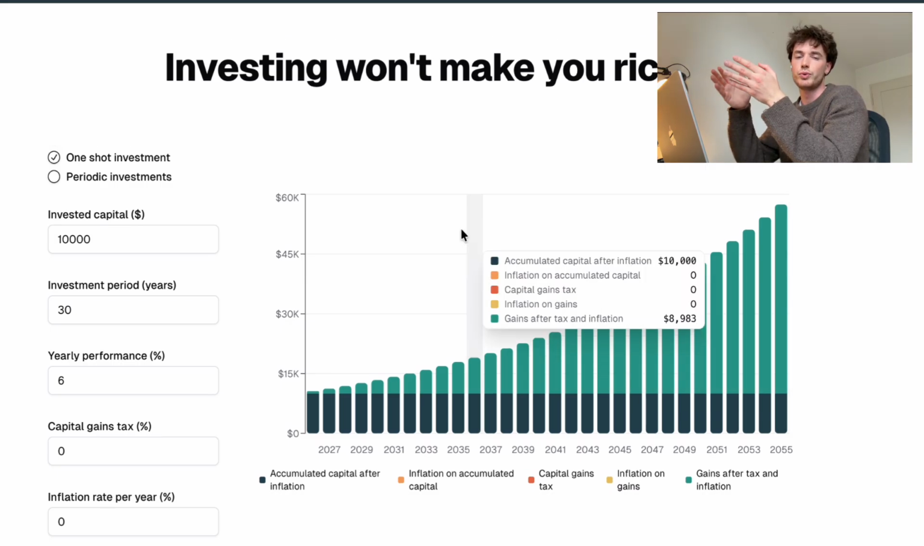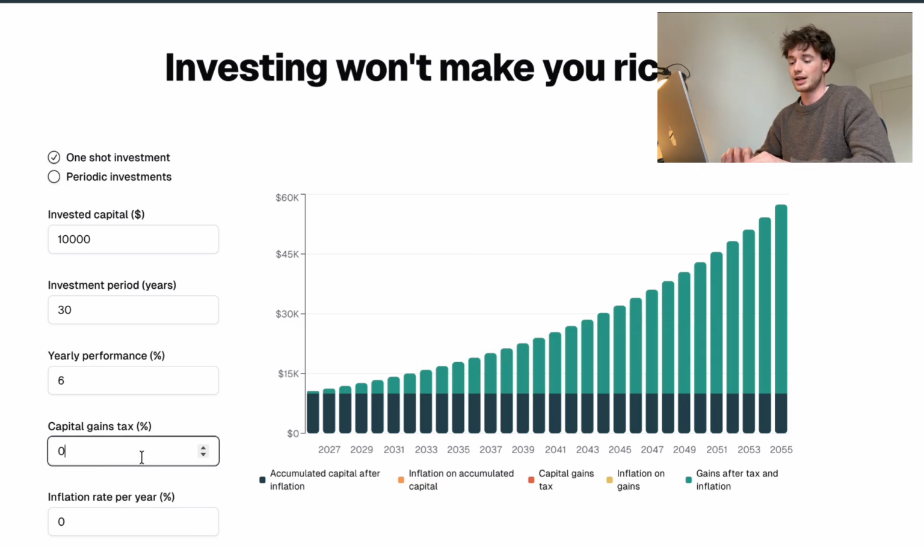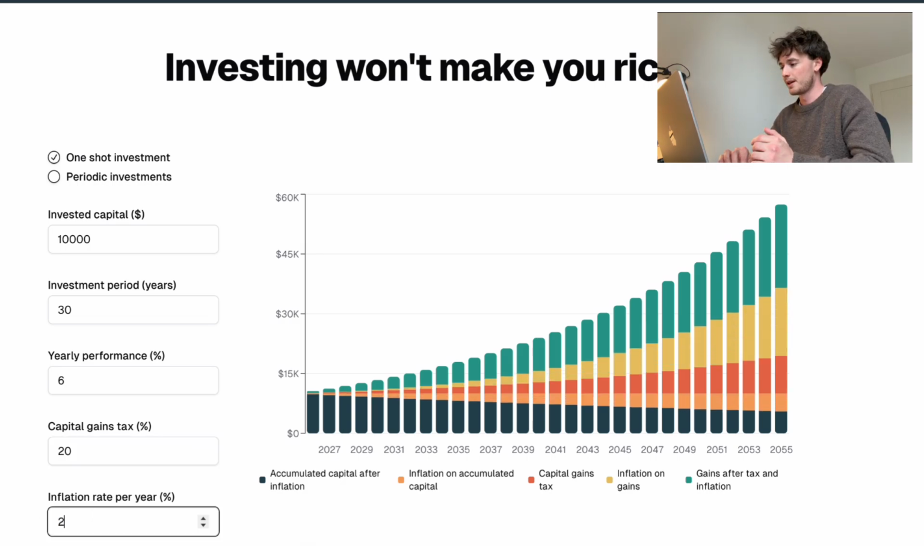In reality, if we want to make an accurate simulation, we have to put around 20% of capital gain tax. This depends obviously on the country you live in, and an inflation rate of 2%. And why 2%? Because that's the goal inflation rate of central banks. As you can see from the graphic, things have completely changed.